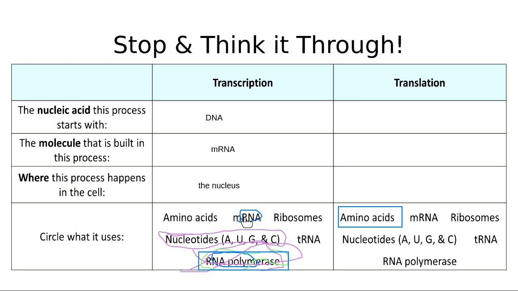And the enzyme that does the process of transcription is RNA polymerase. So when we talk about transcription, we use the enzyme RNA polymerase that attaches to my DNA at the promoter region. It reads that DNA and turns it into these nucleotides, A, U, G, and C, which I'm using to build this molecule of mRNA. So what I use in transcription: mRNA, nucleotides, RNA polymerase.